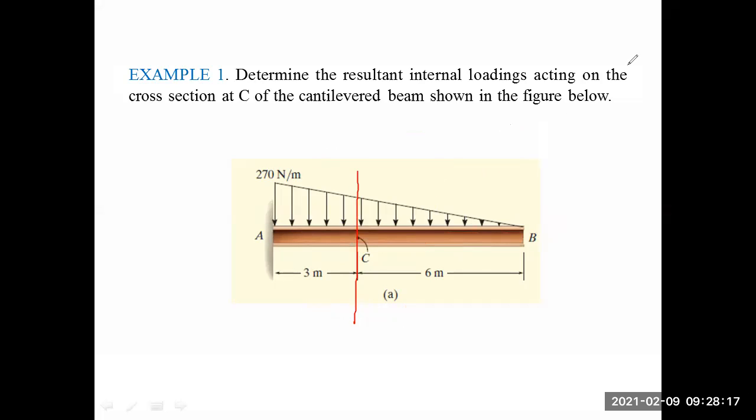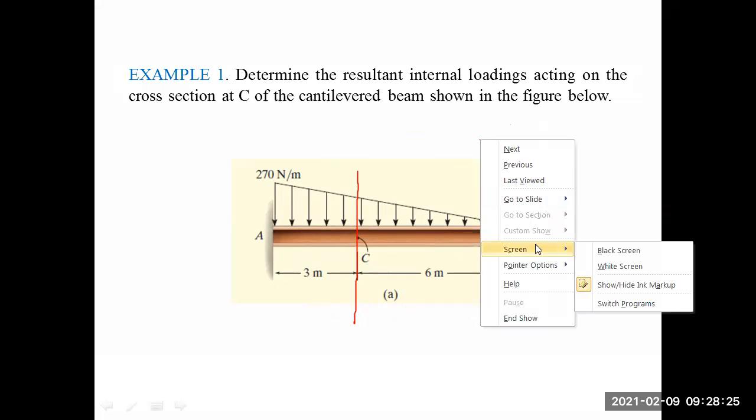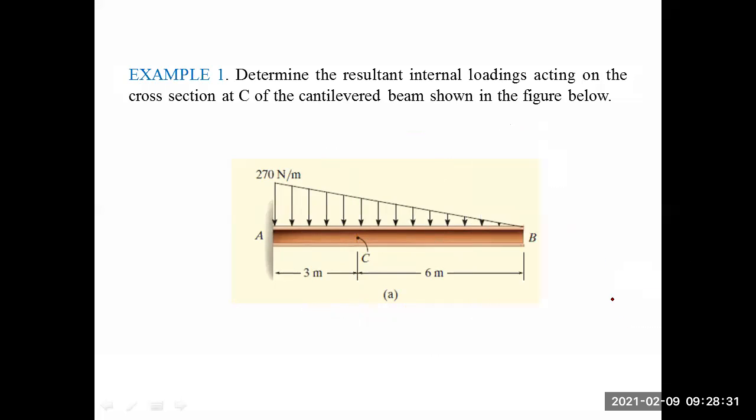Okay, which ones are near? So we move, I think, screen, pointer, raise all. Okay. Annotate. Launch.